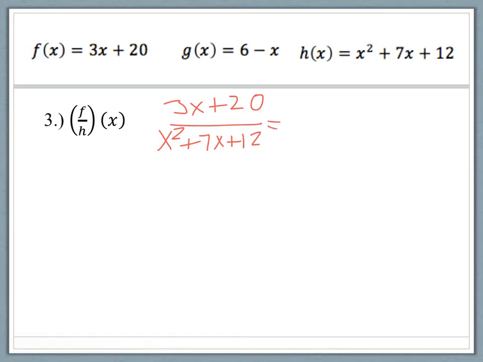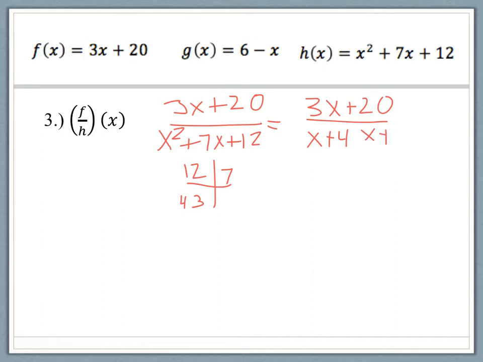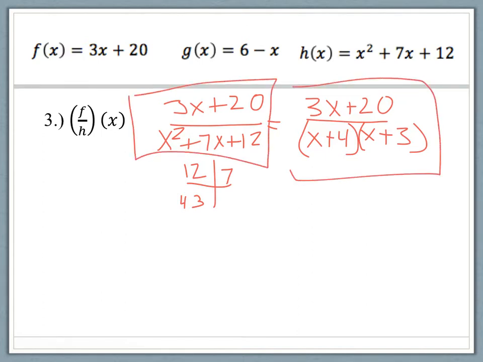Okay, so on top I can't take anything else, so I'm left with 3x plus 20. But I do notice that I can factor x squared plus 7x plus 12. Okay, what multiplies to 12 but adds up to 7? Well, that's just 4 and 3. So I could write this as x plus 4, x plus 3. But when I do that, I still don't have anything on the top and the bottom that match. So my answer, I could either keep it as this, or write it as the factored form. Either works because we can't simplify it anymore from there.